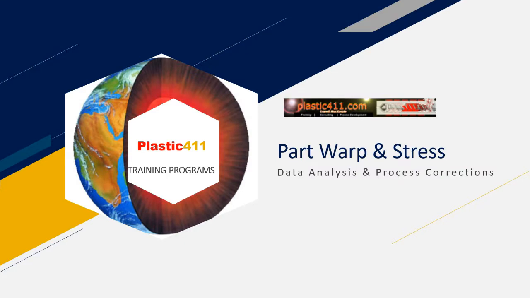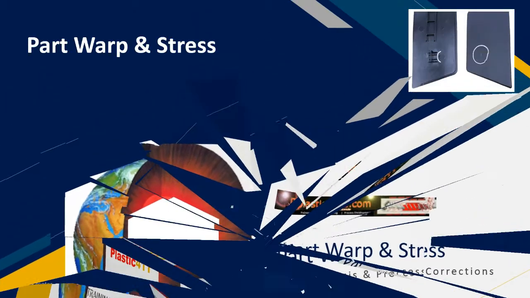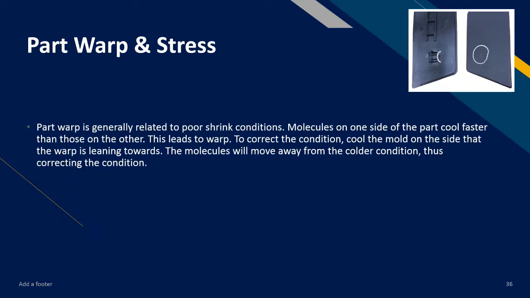Now let's review the next two defects, part warp and stress. In terms of warp, it's generally related to differential shrink conditions. Molecules on one side of the part cool faster than those on the other. This has a tendency to lead to warp. So to correct the condition, you're going to want to cool the mold on the side that the warp is leaning towards. The molecules will move away from the colder condition, thus correcting the problem.